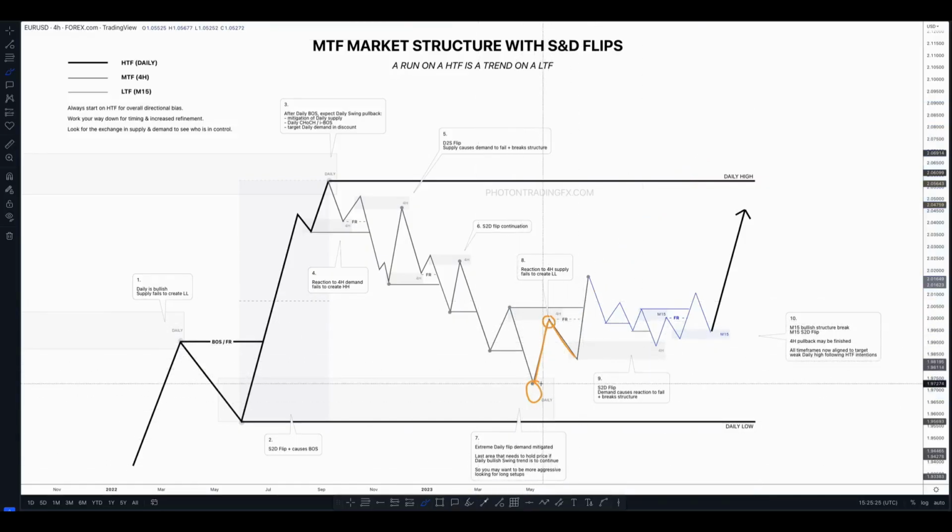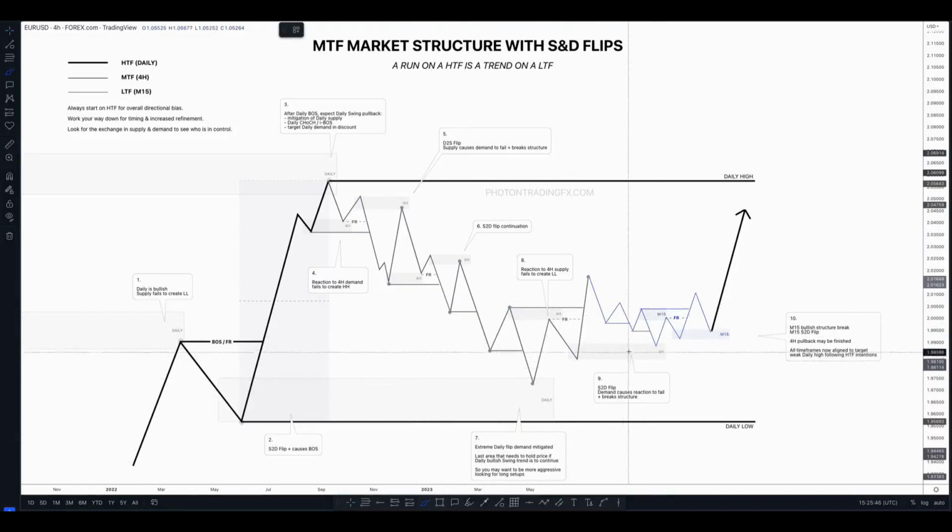But if that reaction then fails to break the low and we move to the upside, right? What do we have? We have a 4-hour supply to demand flip. So you can take your zone from the top of the reaction and draw it down to the bottom, and that is your entire 4-hour flip range. But obviously, like I said, we can refine that flip down to the extreme of the reaction leg to be a little bit more refined. And then you have your 4-hour zone.